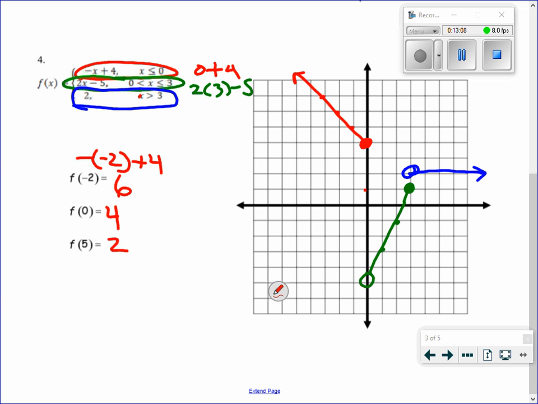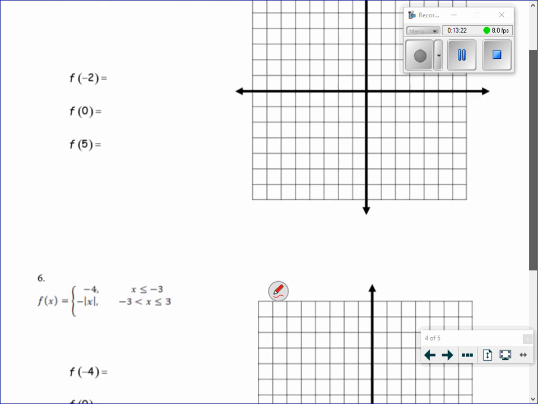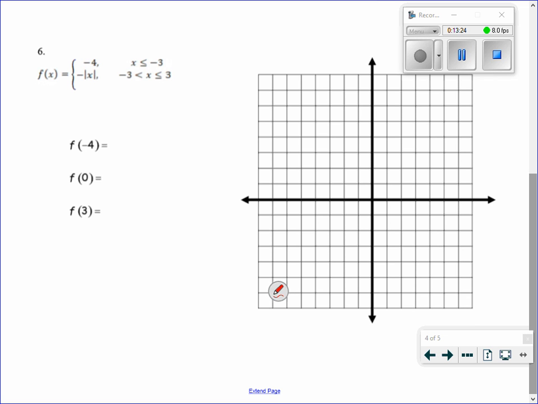Any questions on graphing so far? All right, we'll do one with an absolute value, and then we'll do 2 examples where we're just writing the equations, and then you guys will have some work time. So let's do number 6 together.